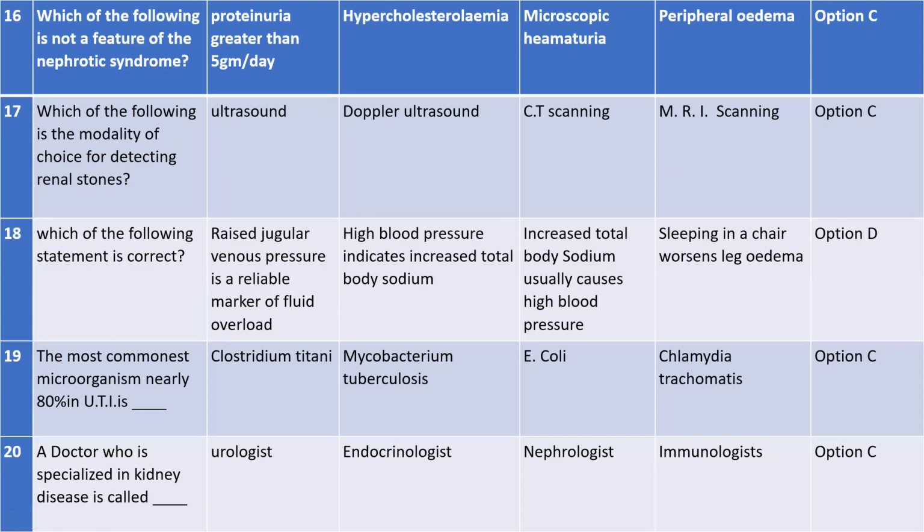Which of the following statements is correct? Read the question carefully. Here, raised jugular venous pressure is a reliable marker of fluid overload, which is totally wrong. And here, high blood pressure indicates increased total body sodium. That is not right either. Increased total body sodium usually causes high blood pressure. When the sodium level in our body increases a lot, is that the cause of high blood pressure? That is totally wrong.